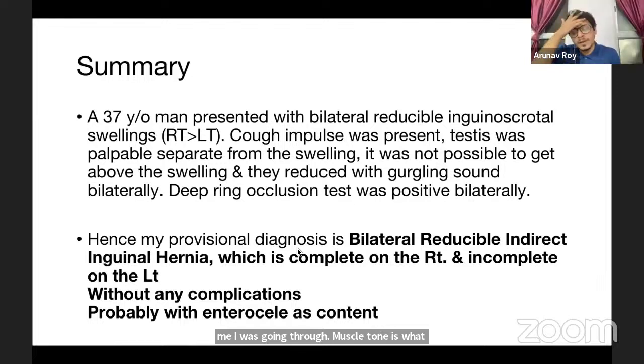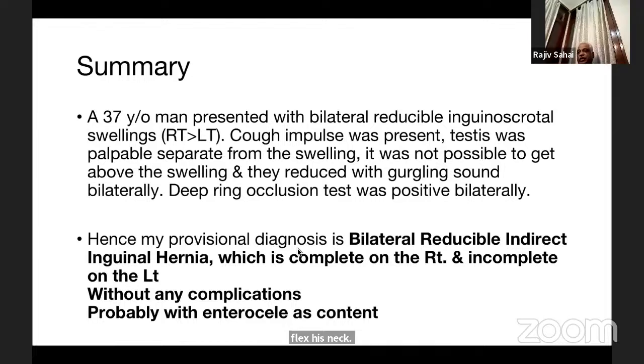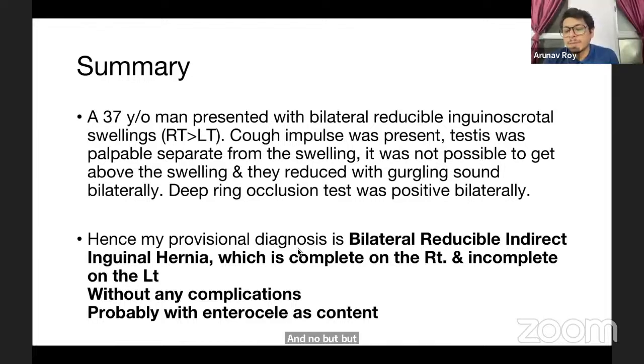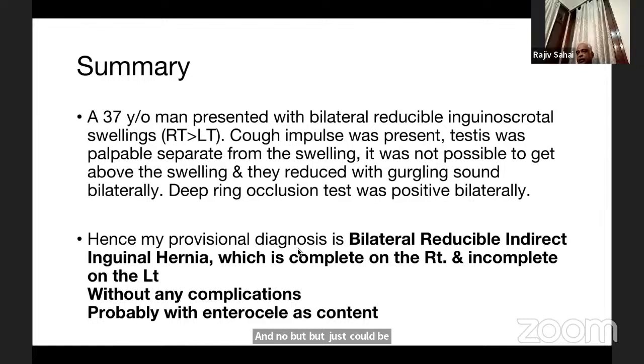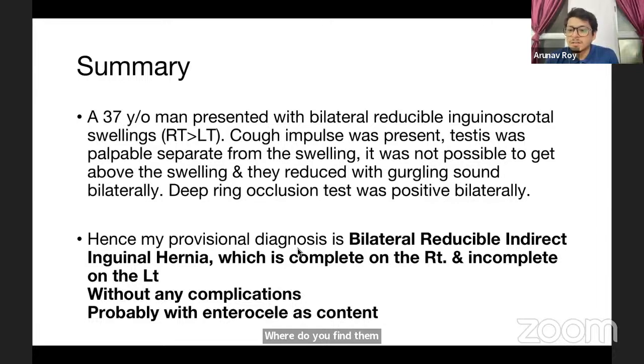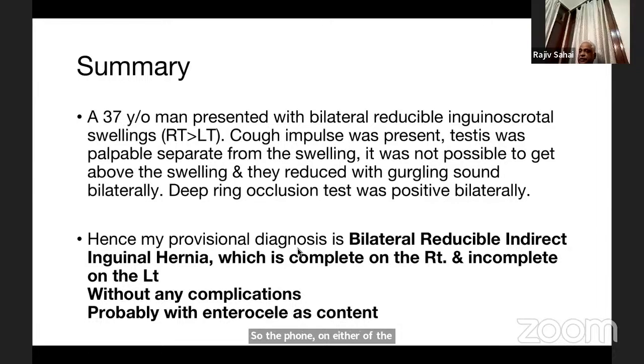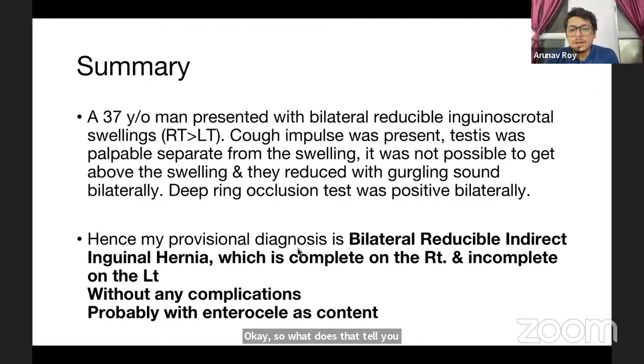During per abdominal examination, sir, on inspection, the patient was asked to flex his neck, and no bulges could be found, sir. What are those bulges and where do you find them? They're known as Malgaigne's bulges, sir. They're found on either of the flank regions. Okay, so what does that tell you? Suppose they're not present, sir, it indicates decreased muscle tone of the abdominal muscles.